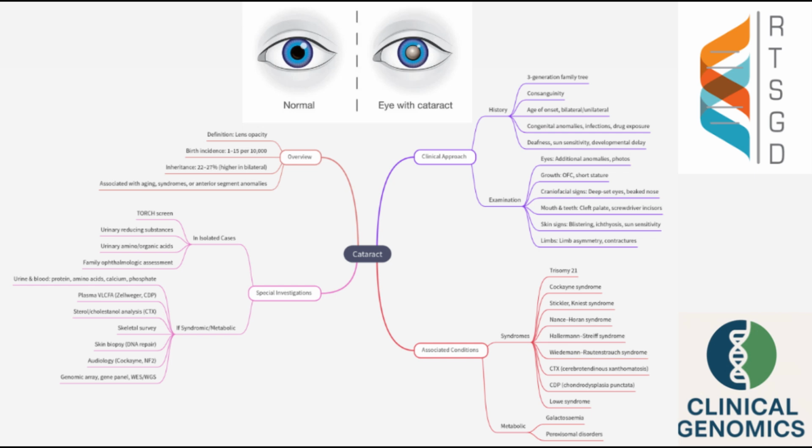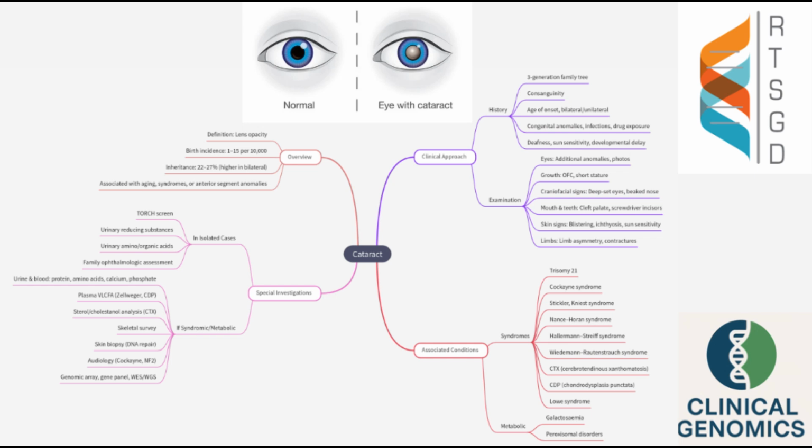For example, we measure VLCFA in the blood to check for peroxisomal disorders like Zellweger syndrome. For CTX, a cholesterol metabolism disorder, we test sterol and cholesterol levels. If we suspect bone problems, we do a skeletal survey. If DNA repair disorders are suspected, a skin biopsy may be needed. If there's hearing loss, we do audiology tests, especially if we suspect Cockayne syndrome or NF2. And finally, we can perform genomic testing, like gene panels, microarrays, or whole exome sequencing.